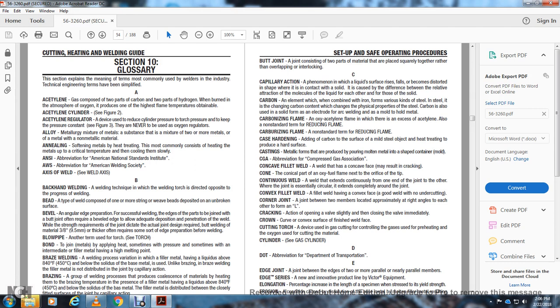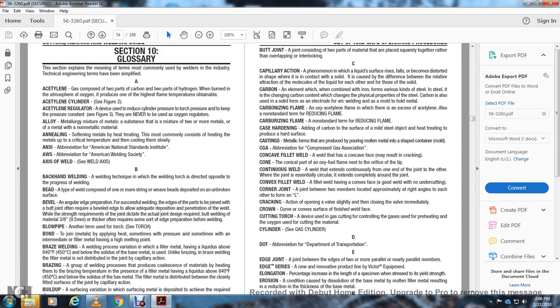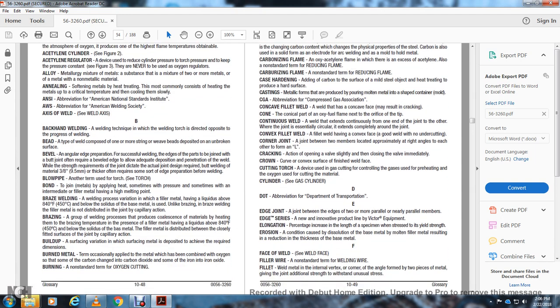Crown: a curved or convex surface of the finished weld. Cutting torch: a device used for gas cutting, controlling the gas for the preheating and the oxygen used for the cutting of the material. Cylinder: see gas cylinder. D, Department of Transportation. Edge joint: a joint between two or more parallel or near parallel members.